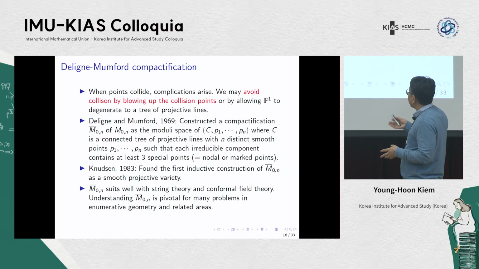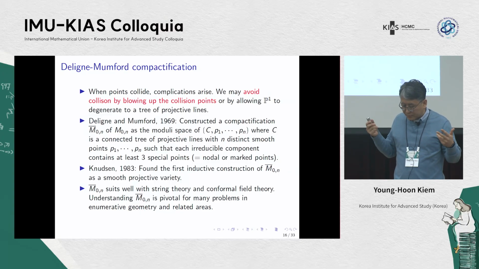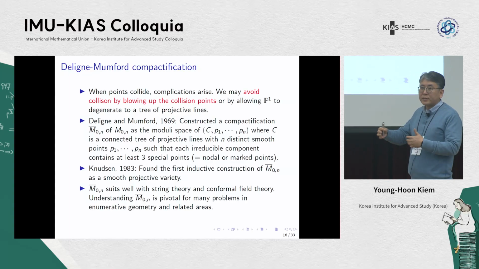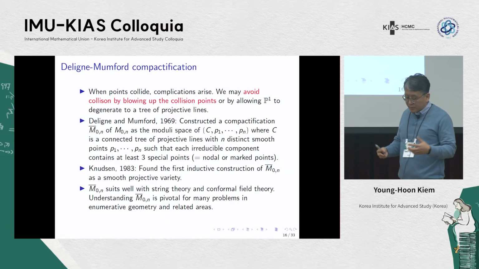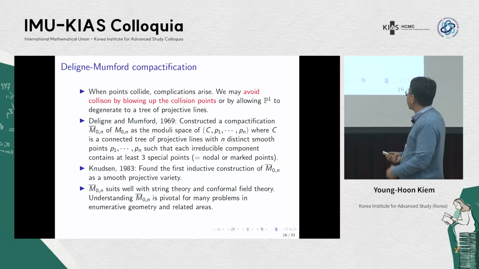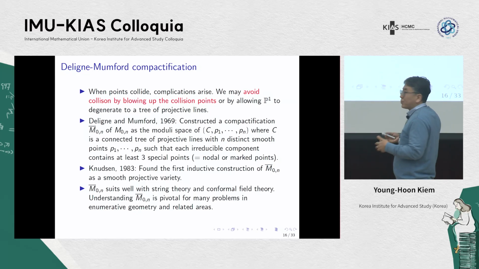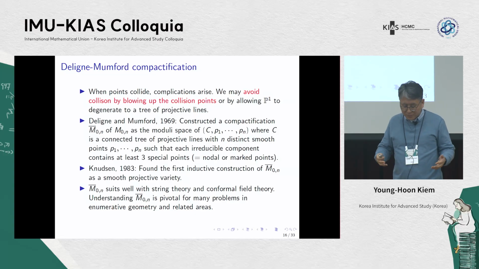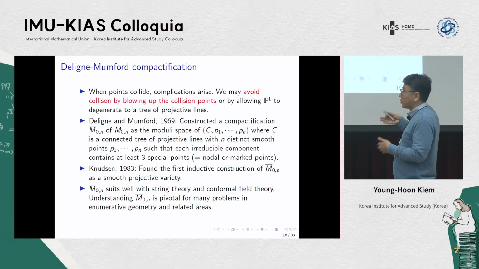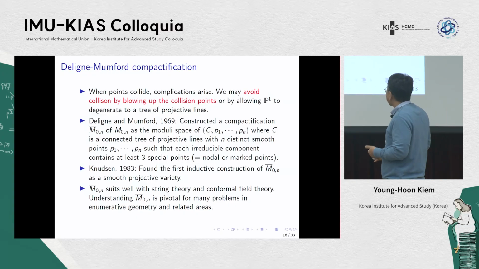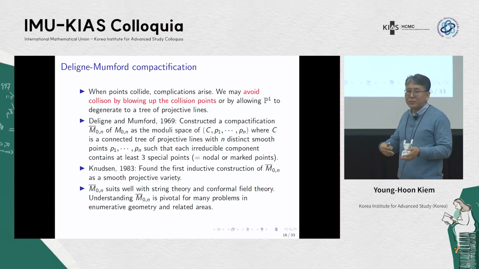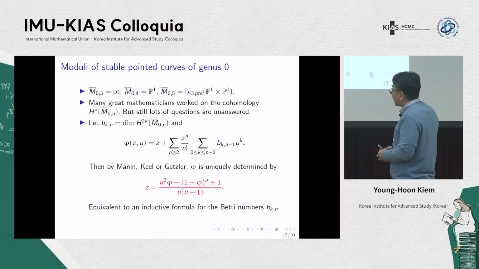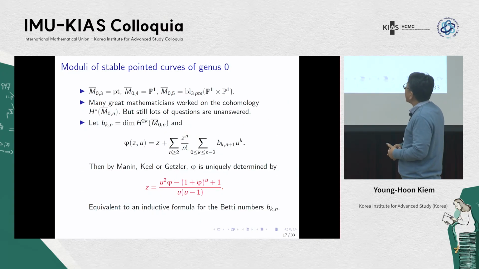So in fact, in their paper in 1969, they constructed this moduli space as a stack. But in 1983, Knudsen gave a very explicit inductive construction using classical algebraic geometry. And it turns out that this M0n bar suits well with string theory and conformal field theory. From the physics point of view, this is the right compactification. And also this is very important for enumerative geometry and mirror symmetry and so on.